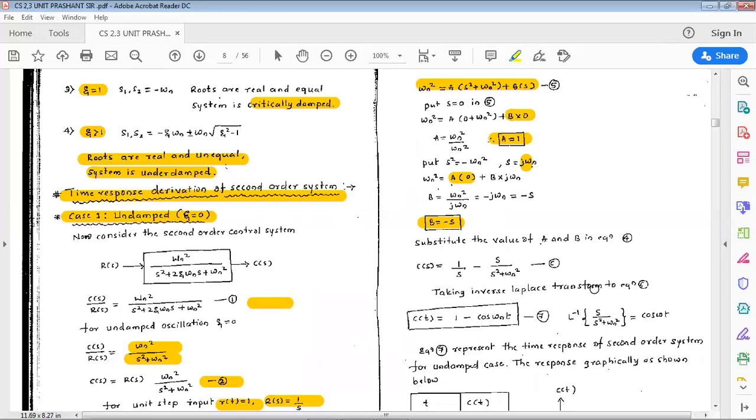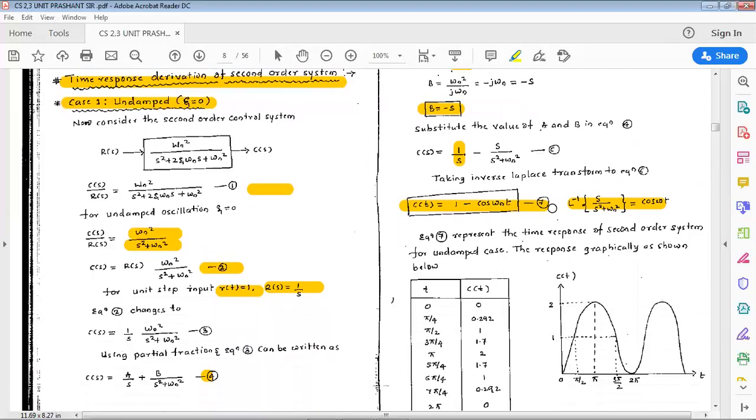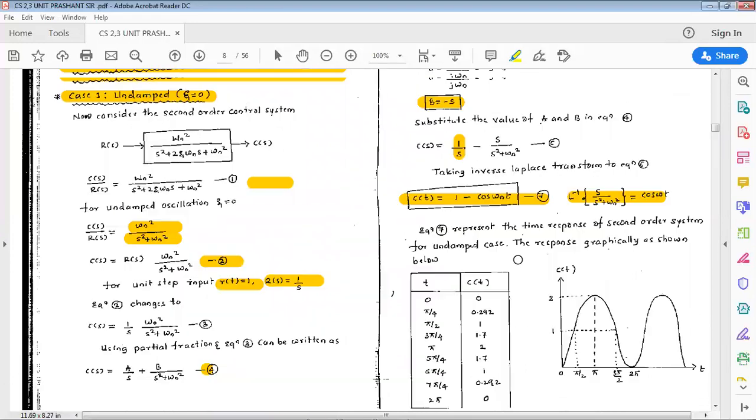We know how to take the inverse Laplace transform. The inverse Laplace transform of 1 by s will be 1. The inverse Laplace transform of s by s square plus omega n square will be cos omega n t. Here I have mentioned it. So you can write, at the end, the time response of an undamped second order system will be 1 minus cos omega n t. By using equation number 7, you should be able to draw the graph of it.